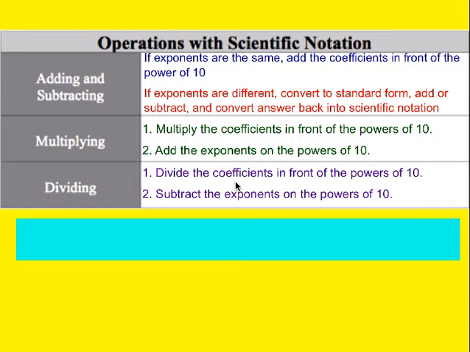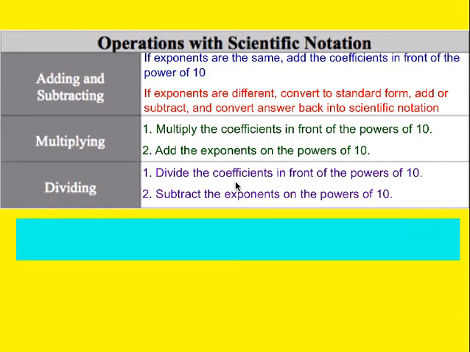So then when you're multiplying things in scientific notation, you need to multiply the coefficients in front of the powers of 10. So you're going to multiply the coefficients, and then again, just like in Unit 3, you're going to add the exponents of the power of 10. Because we're multiplying together and they have the same base, we're going to add those exponents.